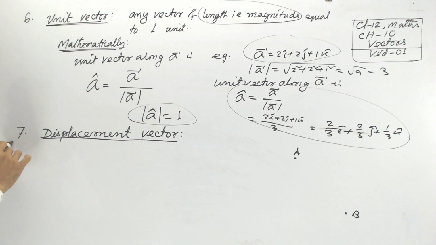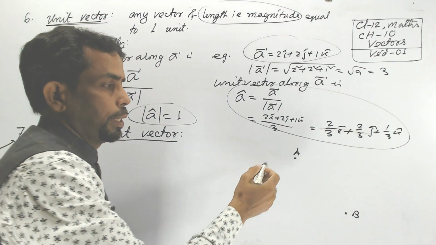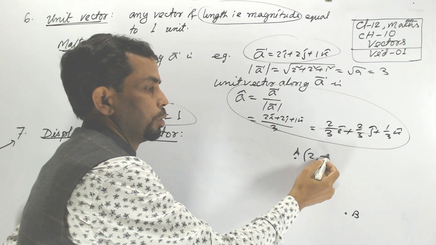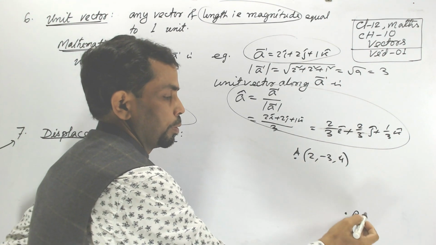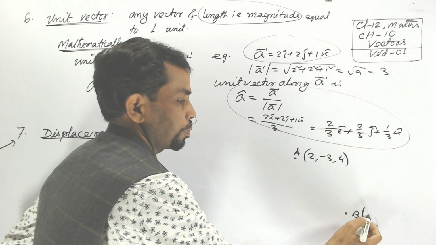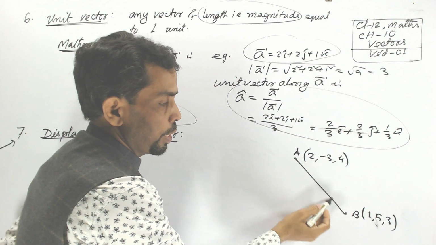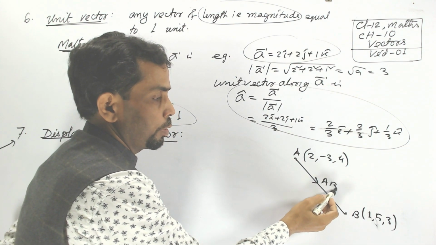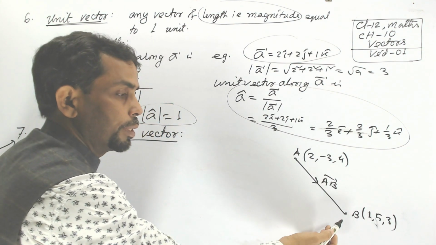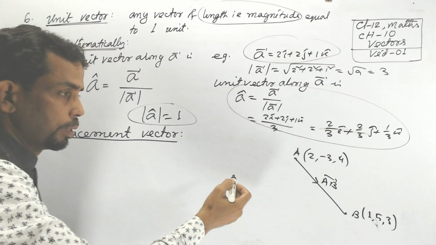Next is the displacement vector. Whenever 2 points are given, I am taking an example, say A is equal to (2, minus 3, 4) and B is equal to say (1, 5, 3). Then joining the 2 points, we will have 2 vectors: one from A to B, and in the same way from B to A, another vector. These are called displacement vectors.